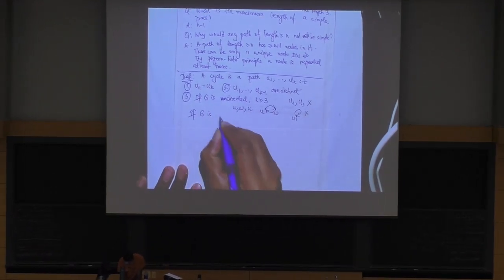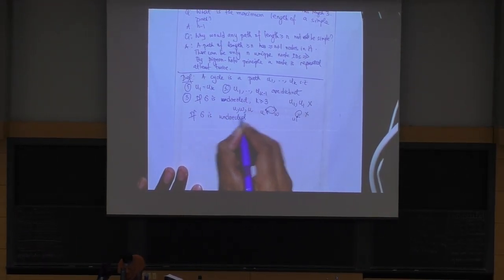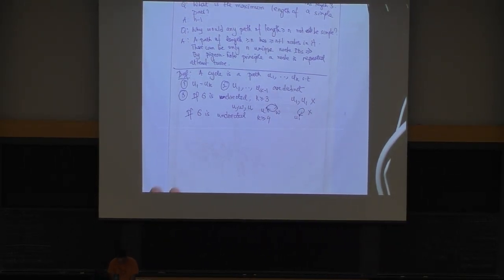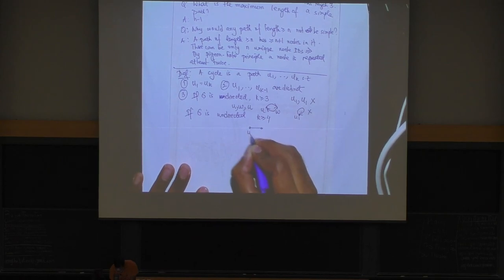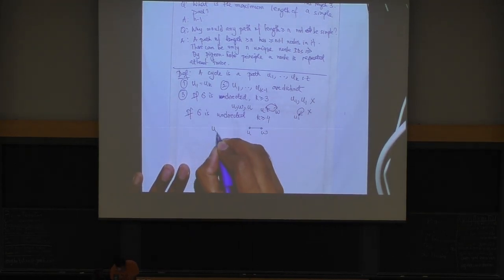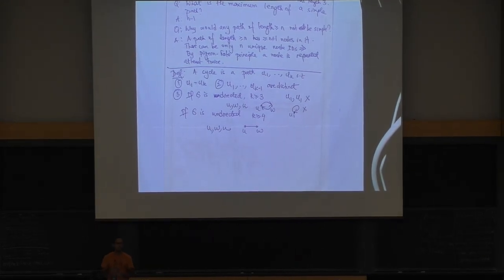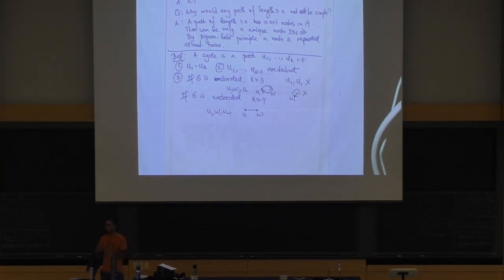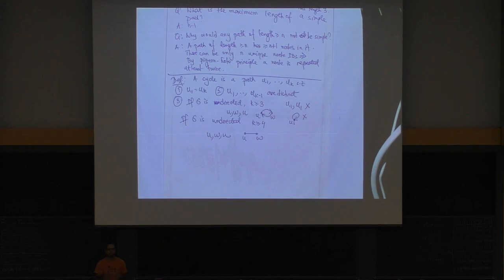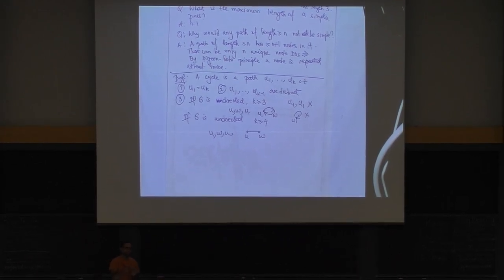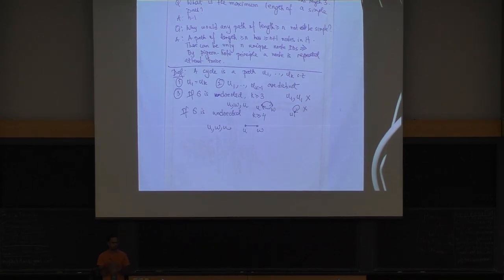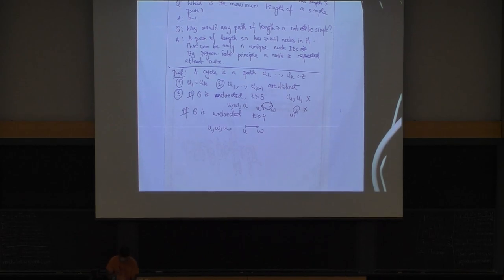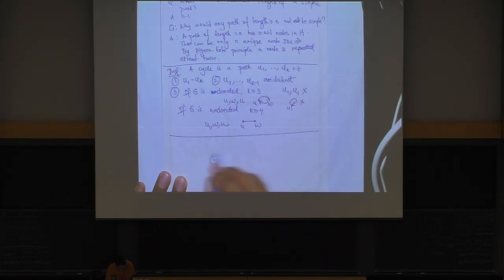If G is undirected, then we insist on k being at least 4. In particular, this is to rule out the case where you have an edge UW, then we say UWU is not a cycle. The reasons for these are mostly aesthetic, but it's natural. If you go from A to B and B to A, that's not really what you mean when you talk about cycles in undirected graphs. All right, let's do a few more examples.